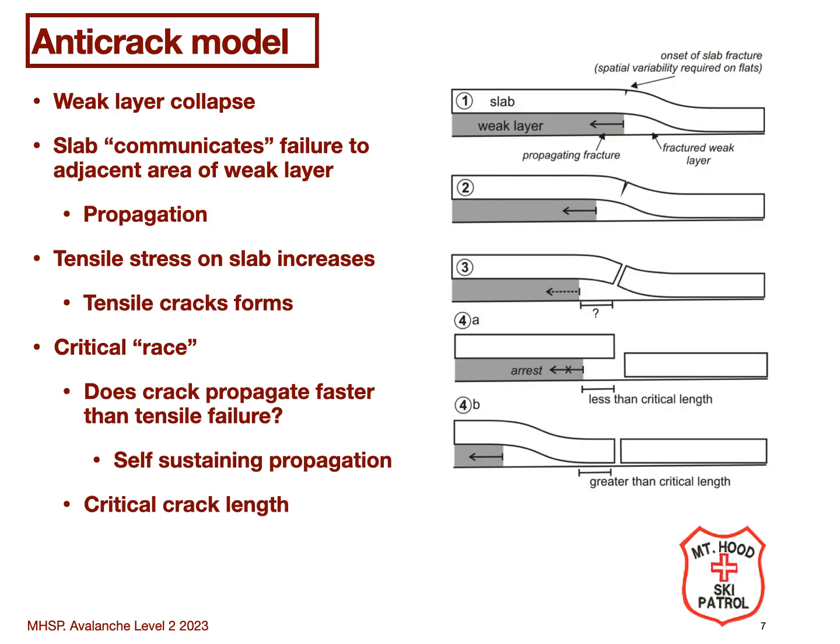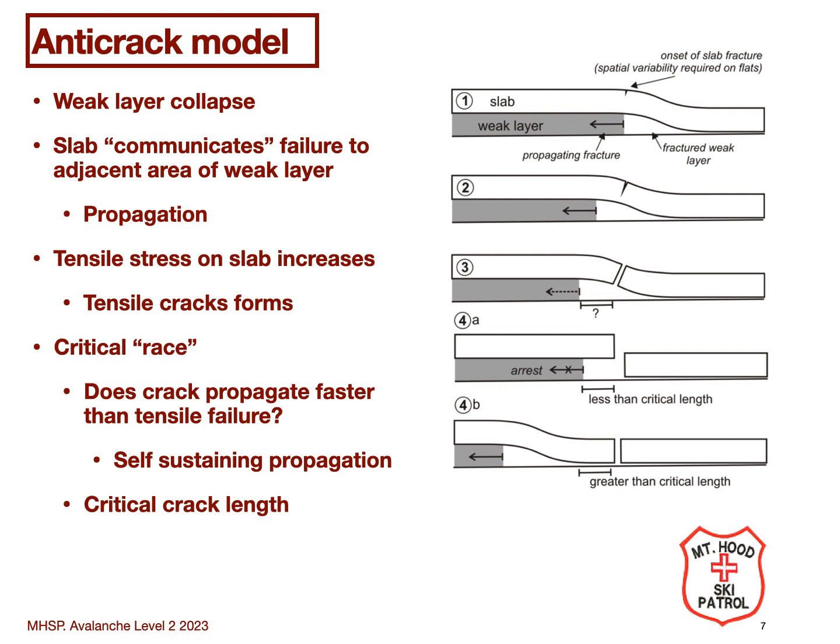This slide shows the basics of the anti-crack model. It starts with the collapse of the weak layer, crack formation, shown in the top figure. The elastic properties of the slab then communicates the failure to adjacent areas of the weak layer. This is propagation. As more portions of the weak layer fail, the tensile stress on the slab increases, as you can see in the second figure on this slide.